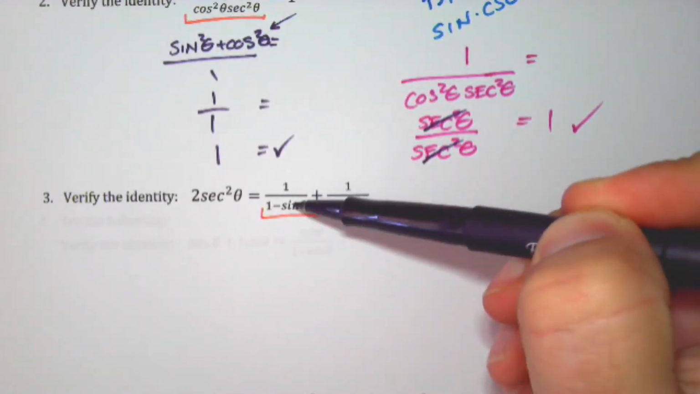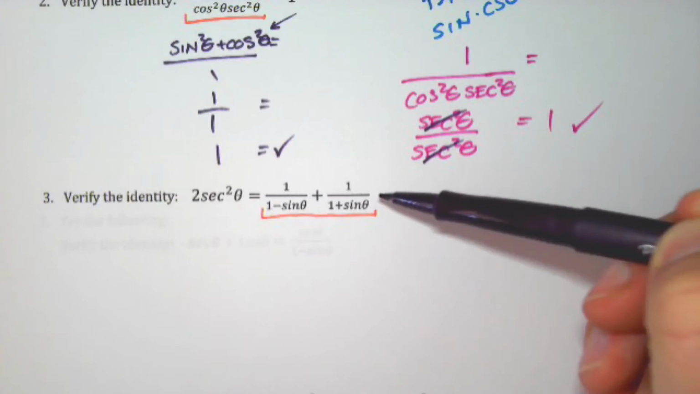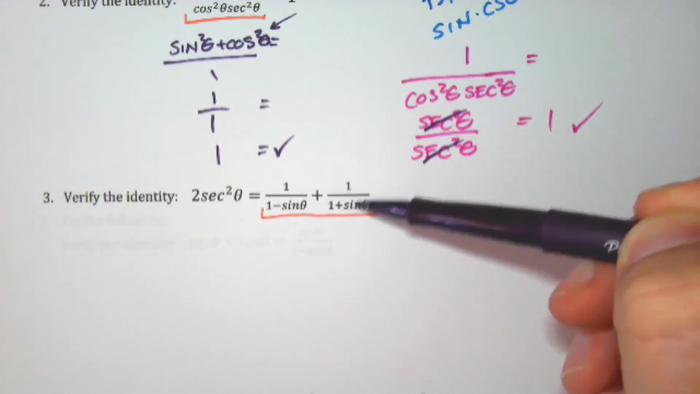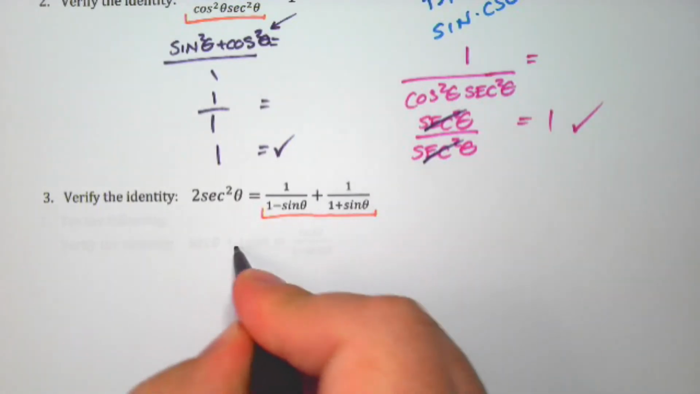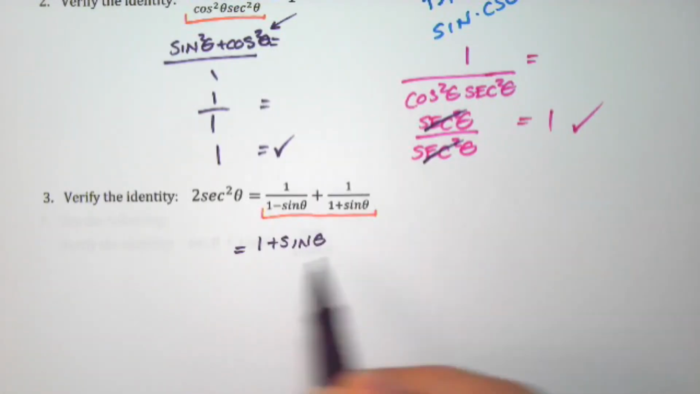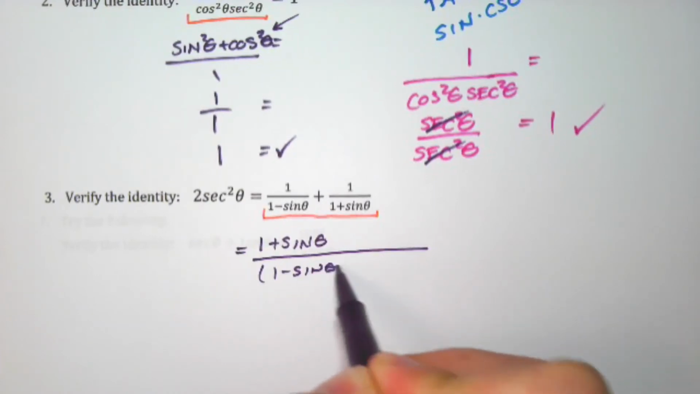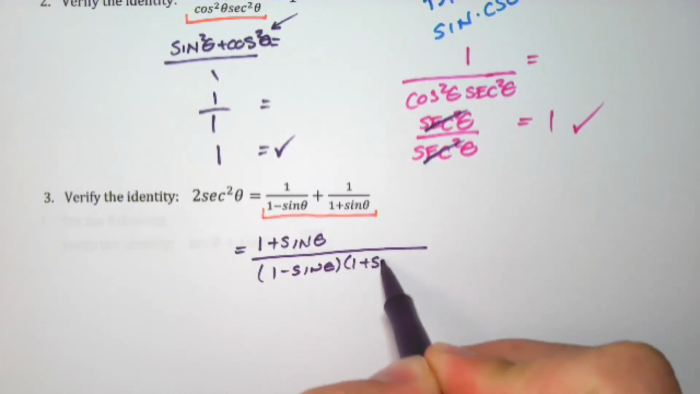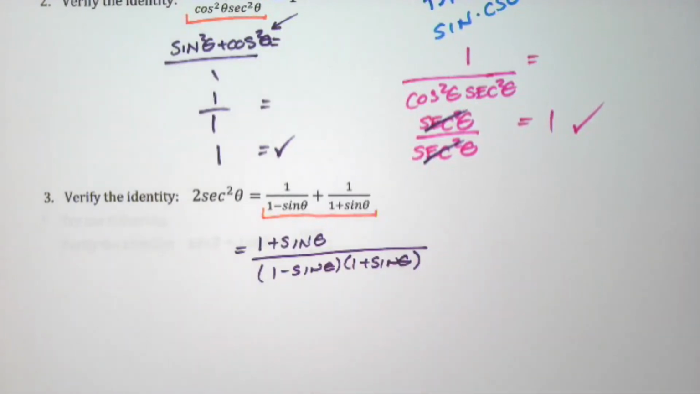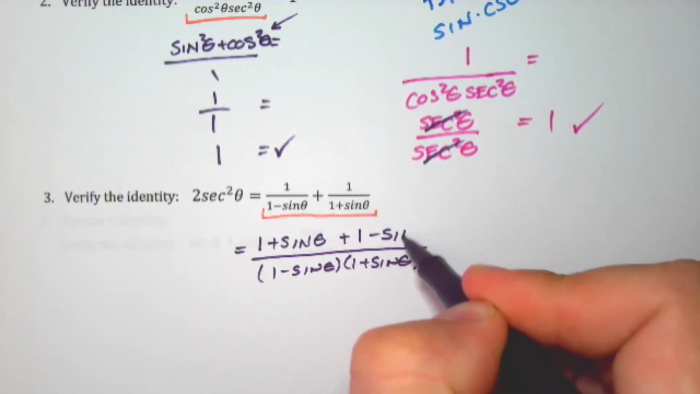So this first fraction is going to gain a factor of 1 plus sine theta. And the second one's going to gain that factor of 1 minus sine theta. So for the first, it's going to be 1 plus sine theta. And now all of this will be over our common denominator. And then this second one gains the 1 minus sine theta.